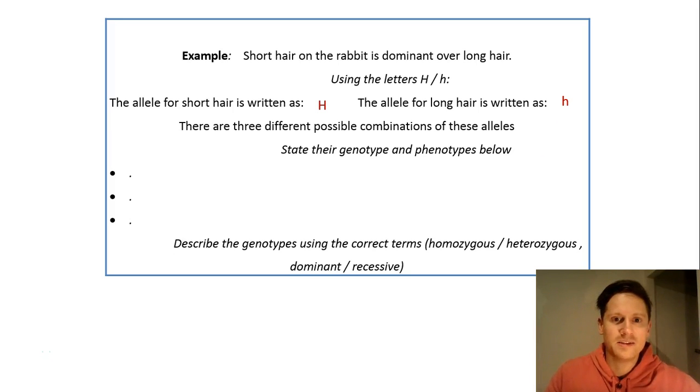There are 3 different possible combinations of these alleles because a body cell needs to have 1 copy from mum and 1 copy from dad. What are the 3 different combinations? We've got big H, big H; big H, little h; and little h, little h. Try and describe these using the correct terms.